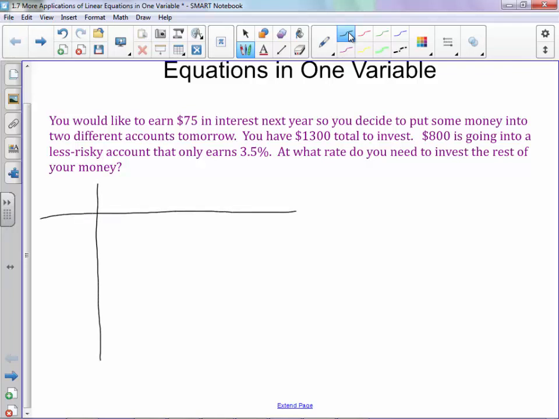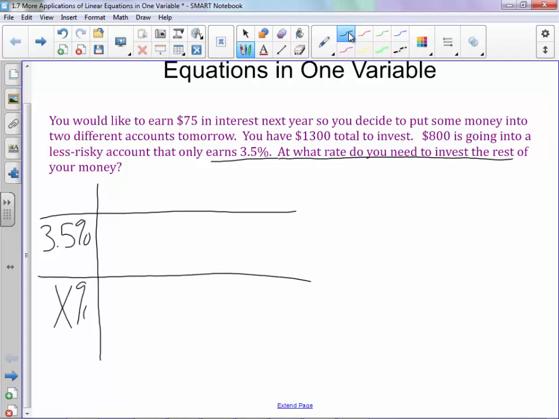On the left side, you always want to put your options. In our case, the two different accounts that we're putting money into. We know one of them is going into a 3.5% account. And then the other one is saying we don't know what we want to put it into. So that's our X percent.